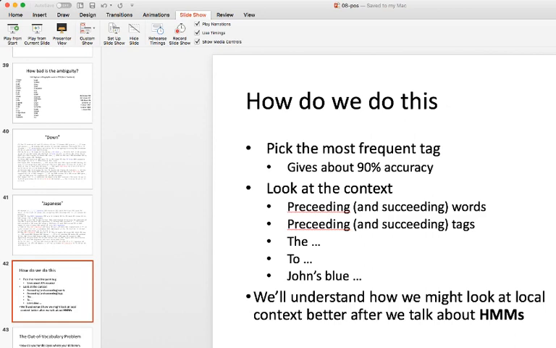So how do we do part of speech tagging? One way of doing this is just to pick the most frequent tag. And that actually gives us about 90% accuracy. So sometimes the dumb solution is not so dumb. It's actually pretty good. But if you want to be smarter than that, if you want to get 97 or 98% accuracy, what do you do?